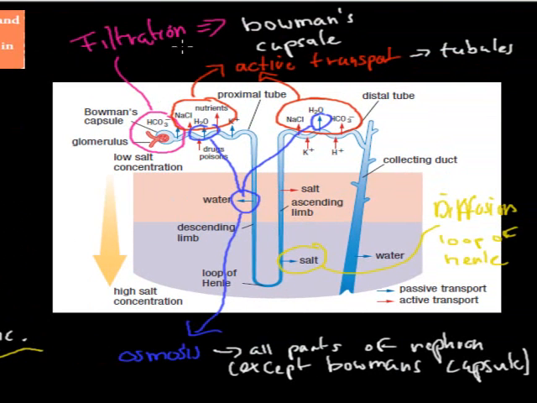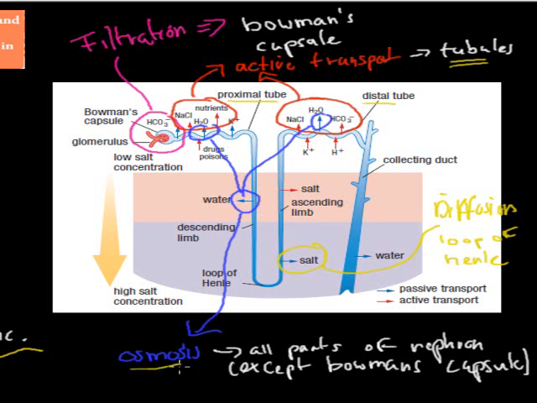And where do they occur? Filtration occurs at the Bowman's capsule, so everything is being forced into it. Active transport happens at the proximal and distal tubules, so at the tubules. Active transport is when all those good nutrients, the stuff we want to keep, get reabsorbed and not lost. That's because we want to keep amino acids and glucose because they're really good for us.